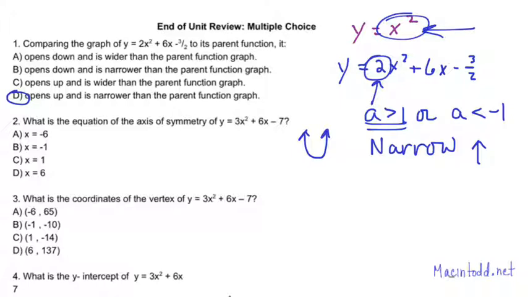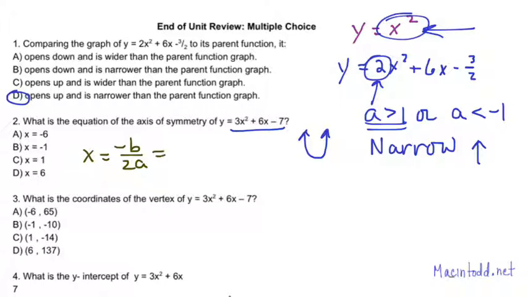Question number 2, what is the equation for the axis of symmetry of this? The axis of symmetry, there's 2 ways we can find it now. One is to complete the square on it. The other is to remember a formula. The formula is the easy way to go. It's negative b over 2a. It's not too bad to remember because that's also part of the quadratic formula.